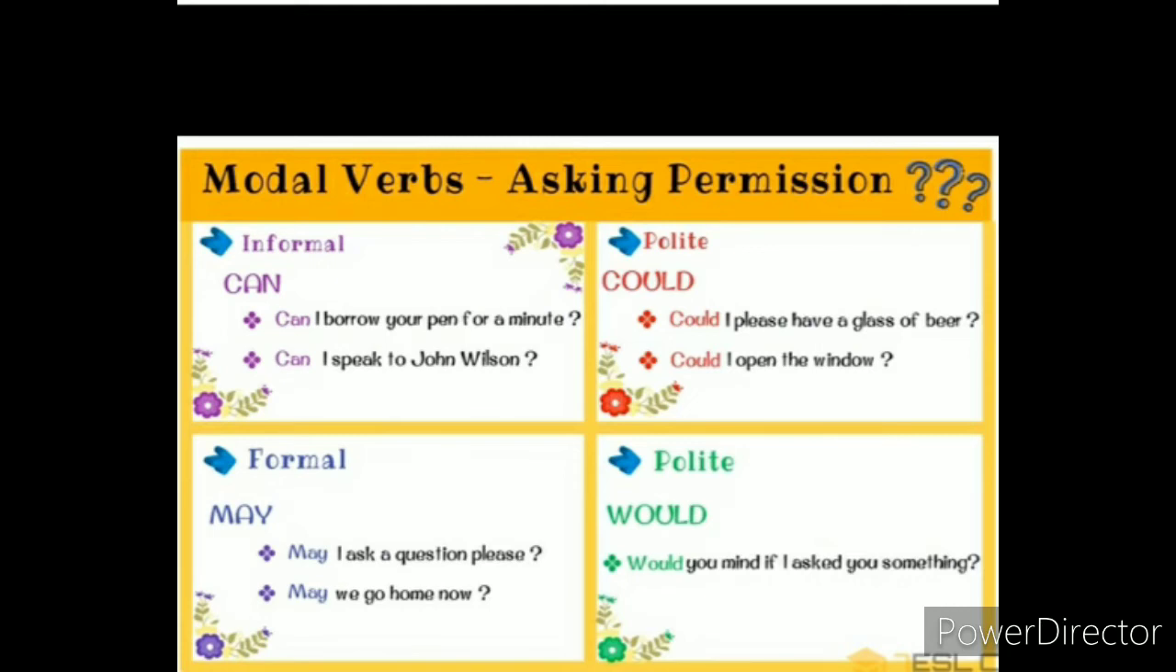at that time we are using could. Could I please have a glass of beer? Could I open the window? Okay, now in the informal way.